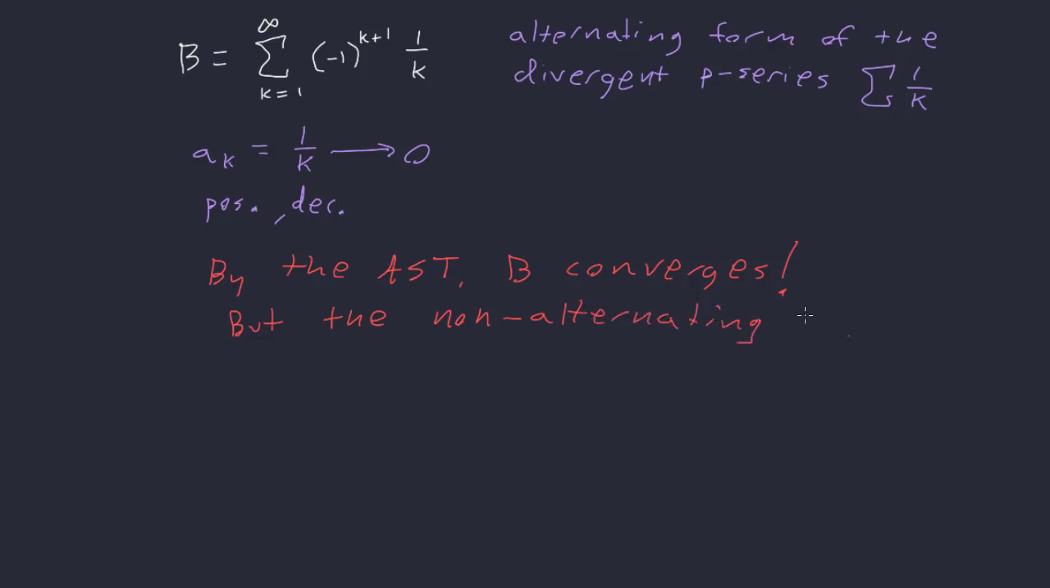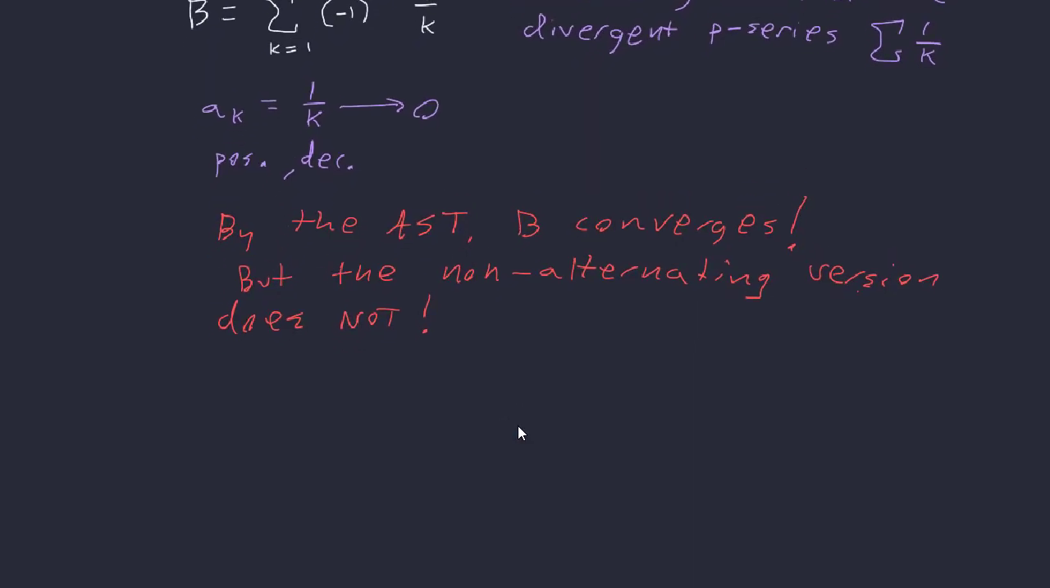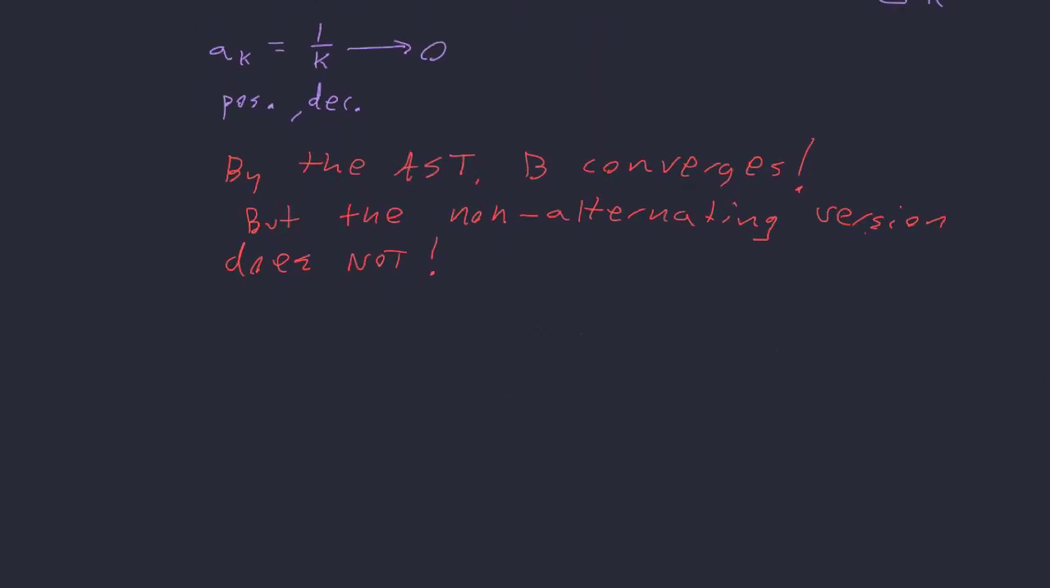So the non-alternating version does not. So what we found is that 1 plus a half plus a third plus a fourth plus a fifth plus a sixth plus a seventh plus an eighth, and on and on and on. This diverges, right? It does not go to 0 fast enough.